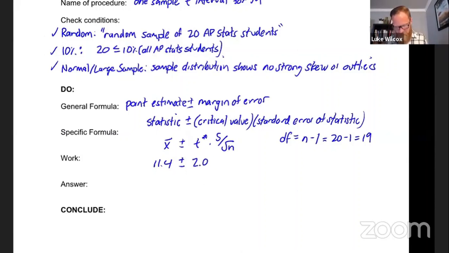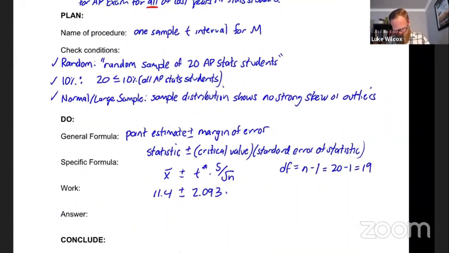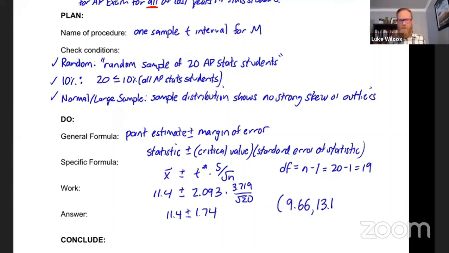2.093. My standard deviation S, I can look up above, is 3.719, all over the square root of n, which is going to be the square root of 20. Now, I punched these numbers in my calculator already here. 11.4 plus or minus a margin of error of 1.74. And that's going to allow us to arrive at a final answer of 9.66 up to 13.14 as our confidence interval.